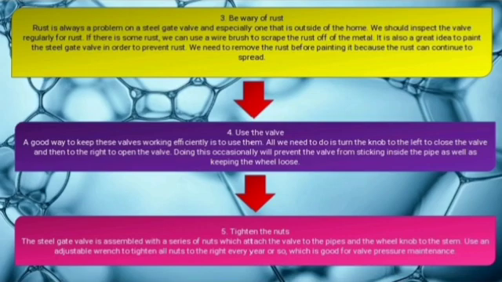Number 4 is use the valve. A good way to keep this valve working efficiently is to use it. All we need to do is turn the knob to the left to close the valve and then to the right to open the valve. Doing this occasionally will prevent the valve from sticking inside the pipe as well as keeping the wheel loose.